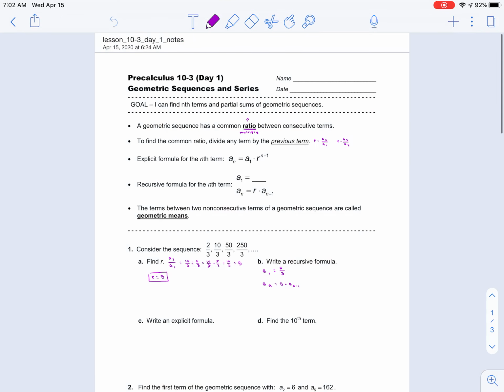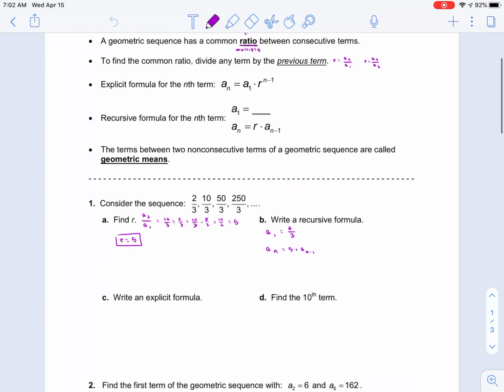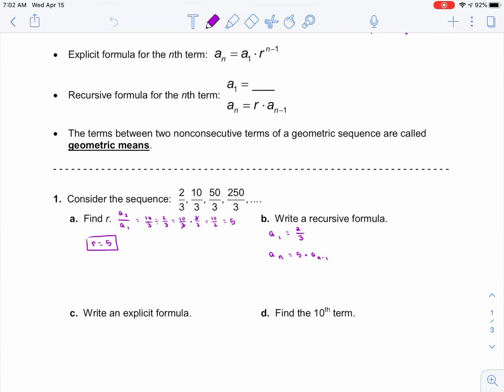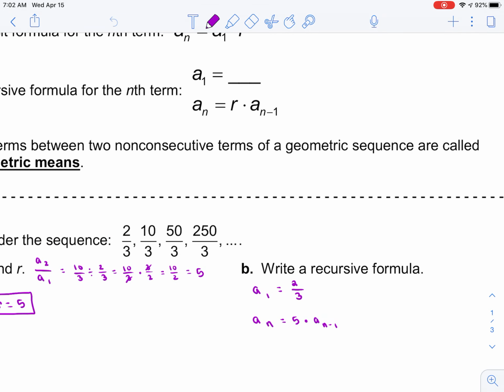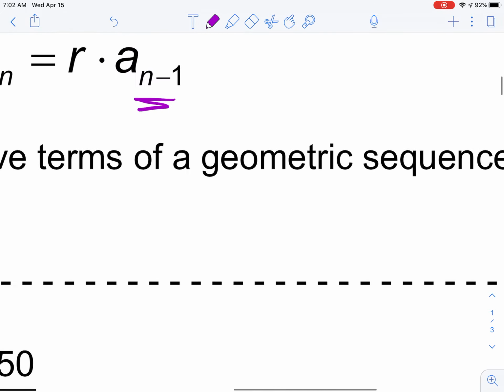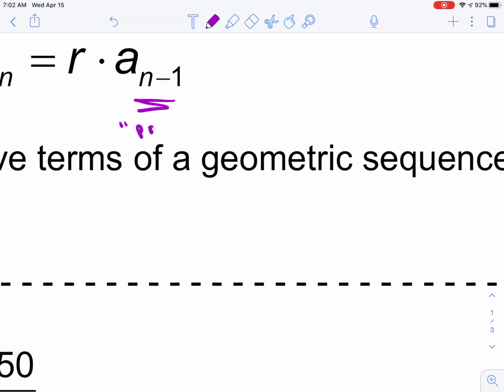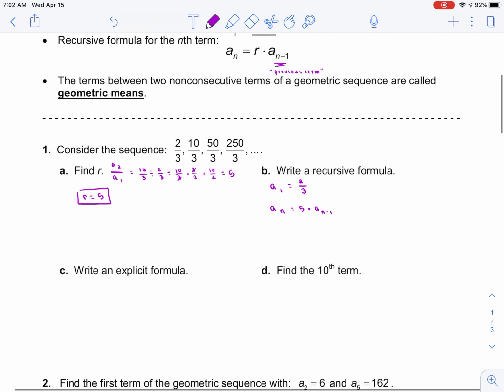But you'll see up here where it says recursive formula that you always want to write that first term and then r times. And remember, this right here represents the previous term. So I'll put that in parentheses to mean previous term. You always want to make sure that that's there when you're writing a recursive rule. So that would be our final answer for part B.